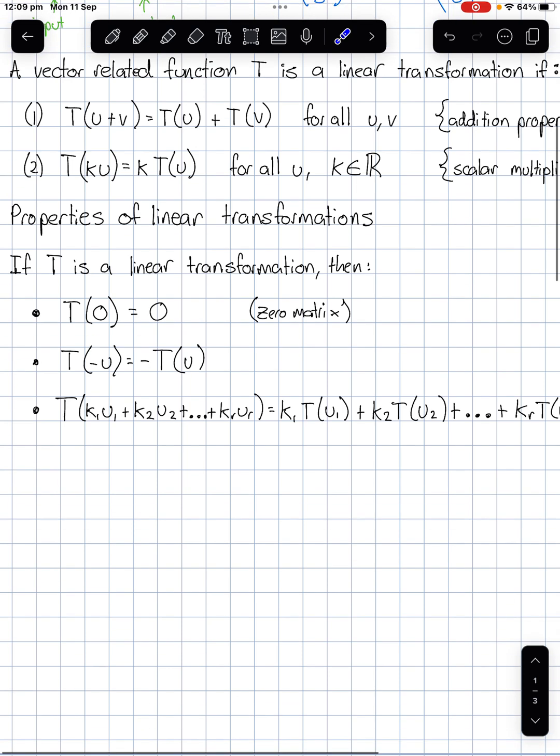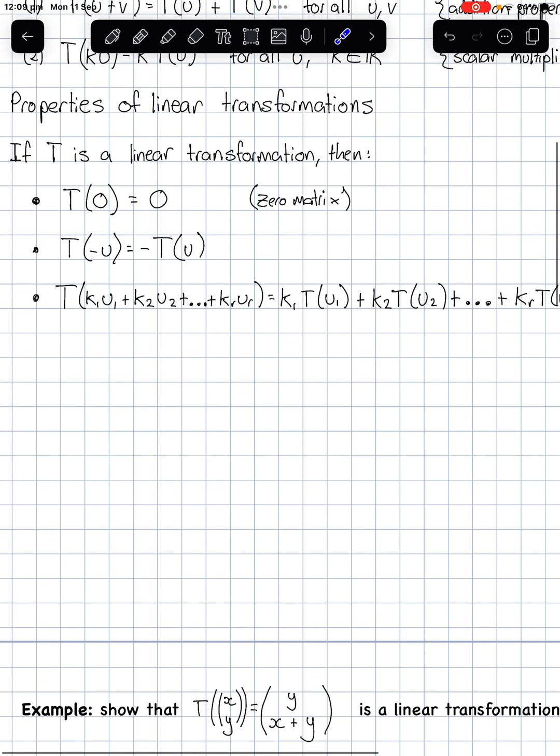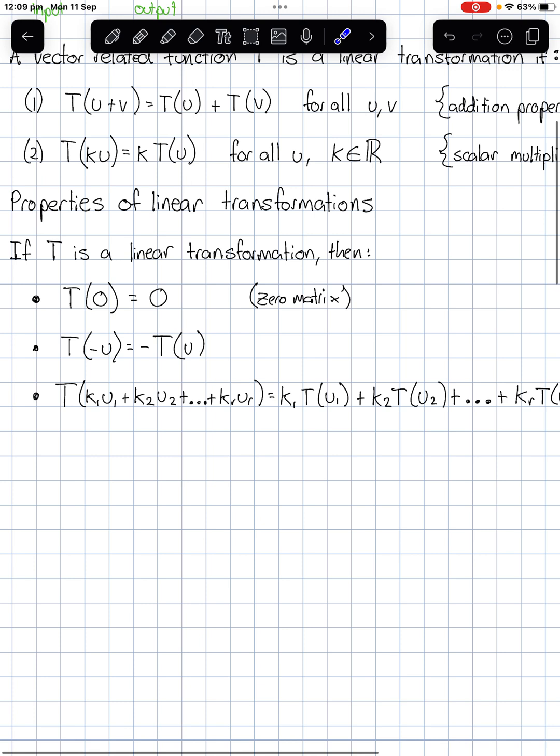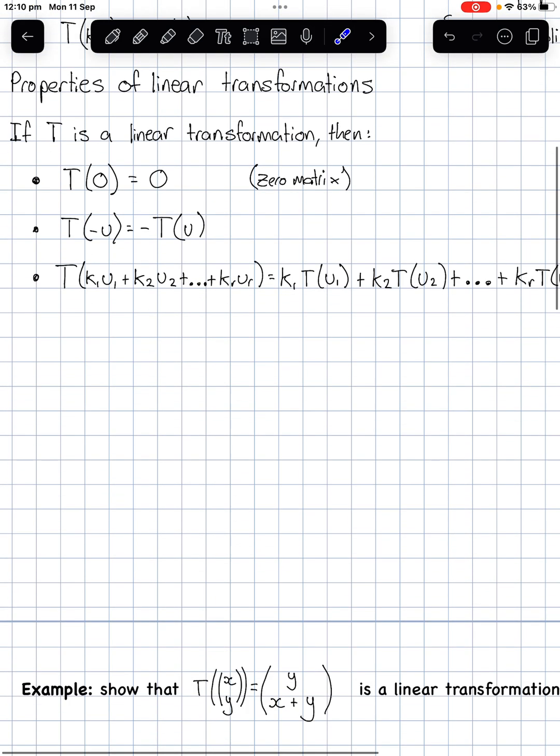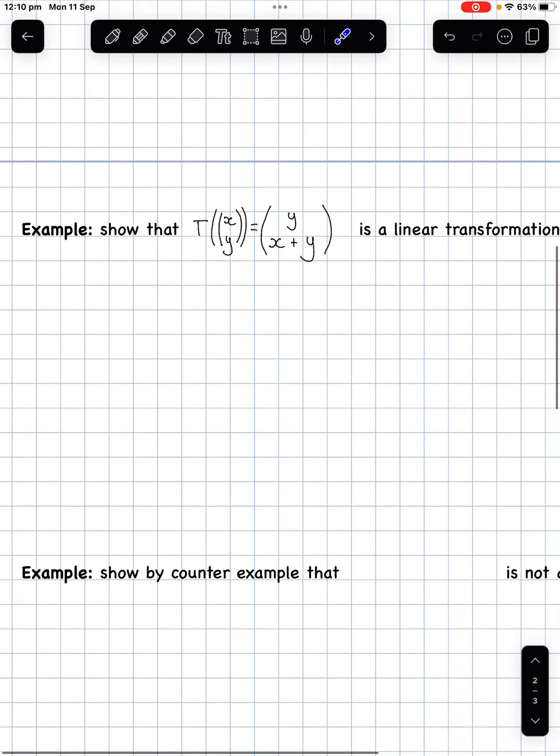All right, that's it. And then there's some properties of linear transformations. If T is a linear transformation, then if we put the 0 matrix in, we get the 0 matrix out. If we have a negative, we can just move the negative out the front. And then this one here is a combination of these two. It's just saying that we can keep adding. If we have lots of scalars times matrices added together, we can break them out individually.